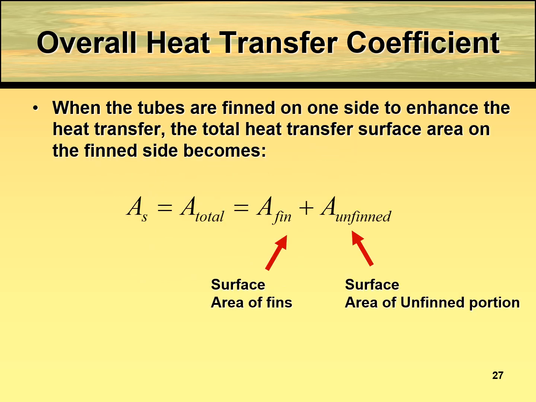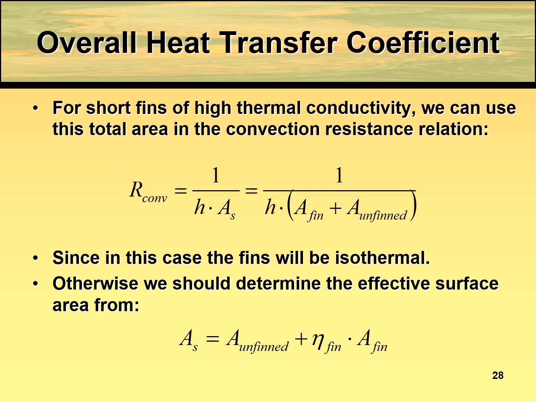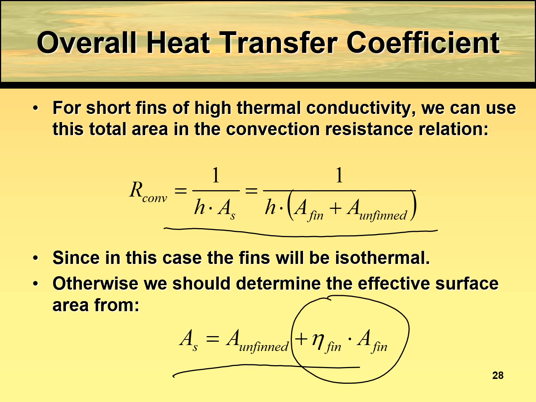So when the tube is thin and the fin side is used to enhance the heat transfer, the total heat transfer surface area on the fin side can become AS total equal to A fin plus A surface, which is the surface with the fin plus the surface without fin. So for short fins with high thermal conductivity, we can use this total thermal area in the convection resistance relation, which is given by this equation. But this is not covered in the syllabus because fin is not part of the syllabus content.